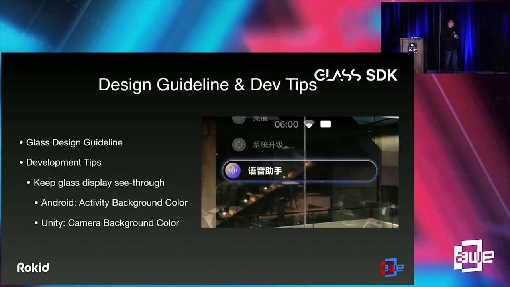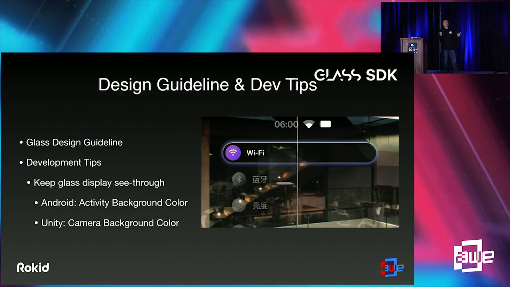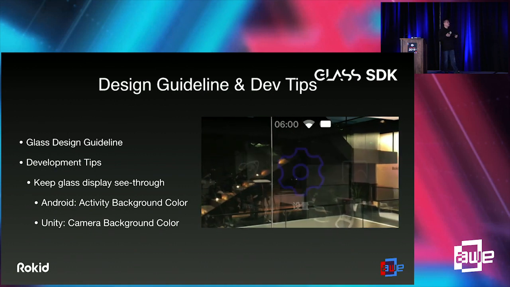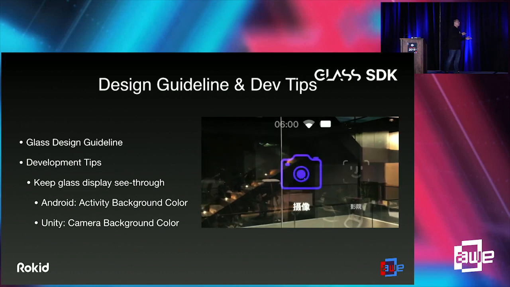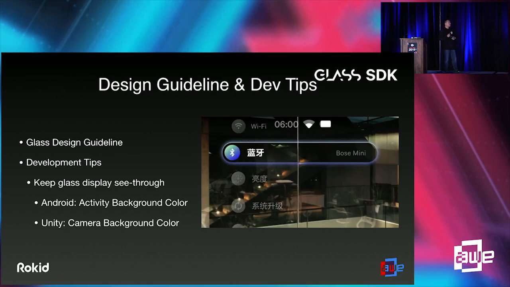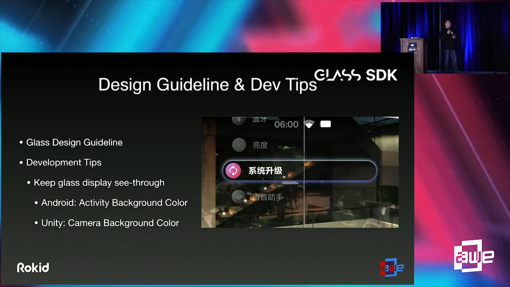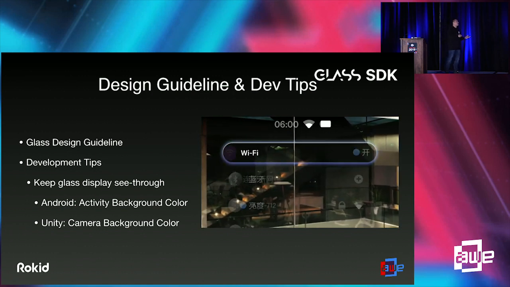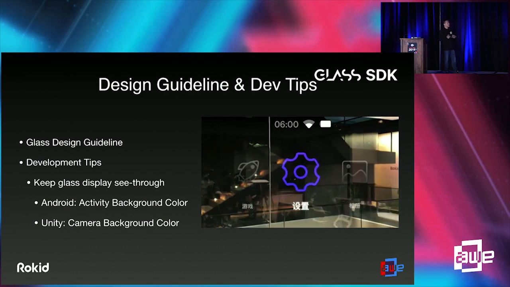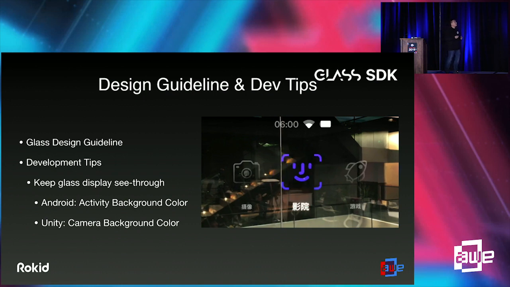I have one more developer tip for all the developers. Always keep the glass display see-through. But in the AR world, black color means transparent. So keep in mind to set the activity background color to a solid dark color if you are developing an Android app. For Unity, please check the background color for the camera. Please set it to a dark color for the background.